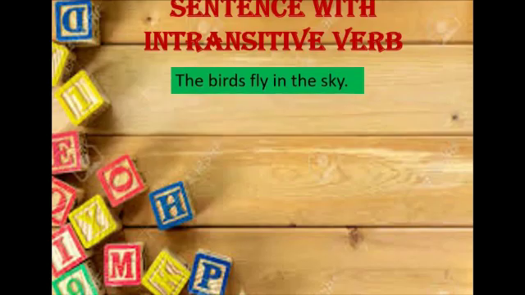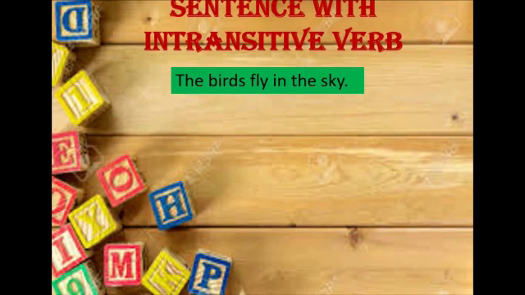Now, sentences with an intransitive verb. Let's revise what an intransitive verb is. As we did in the previous lecture, an intransitive verb does not take any object. For example, the birds fly in the sky. Now here, the birds is the subject, fly is the verb, and in the sky is an adverbial phrase. There isn't any object because no word is giving the answer of what or whom. So there isn't any object here.